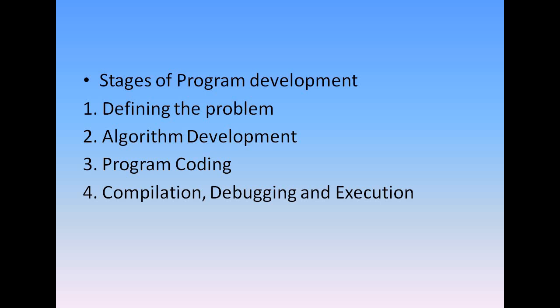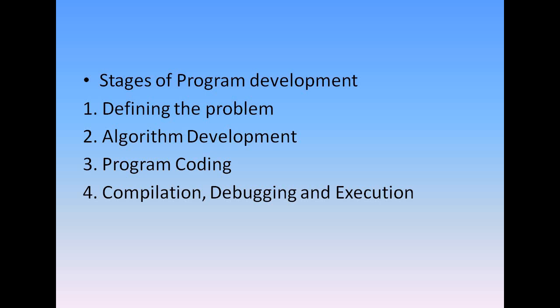Stage 2 is algorithm development. An algorithm is a map or an outline to a problem solution. This outline shows the precise order in which the program will execute individual functions to arrive at the solution. It should be emphasized here that an algorithm is language independent.